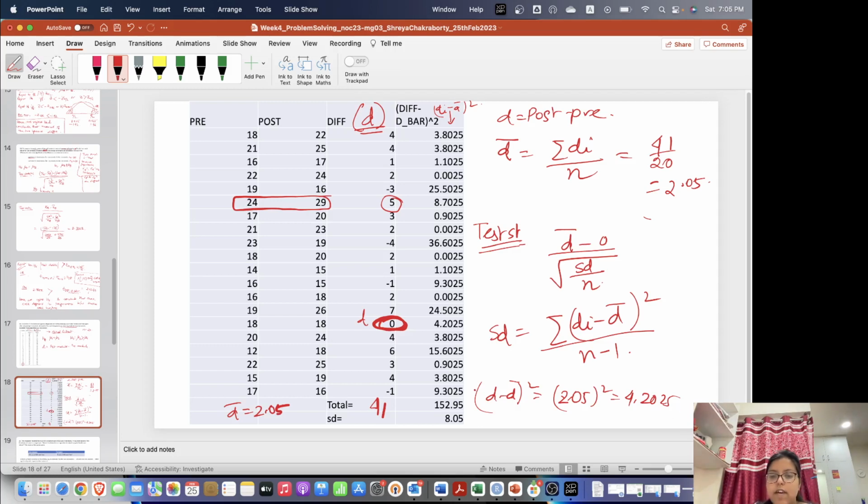Okay, so we have validated. This column is di minus d bar whole square. This one is summation, so next we'll do summation di minus d bar square. This is 152.95. And SD square is 152.95 divided by 20 minus 1, that is 152.95 by 19. We are getting it to be 8.05. This figure.